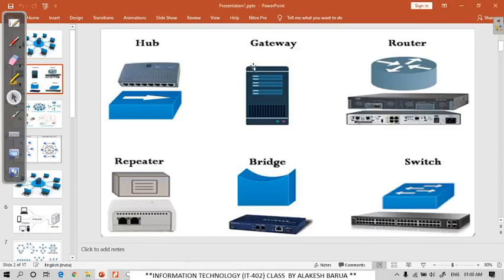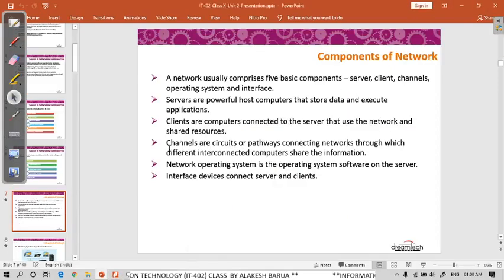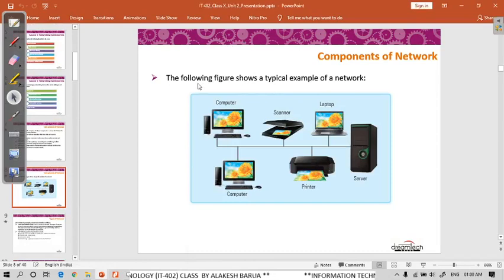Let me quickly show you. Yeah, these are the advanced components of a network. So this following figure shows a typical example of a network. There is a computer, a scanner, a laptop, a printer, and another computer that are all connected using one medium to the main computer. So the main computer is a server. Then these are all clients. These are all resources which are shared by the computers in the network. So this is a typical example of a network.